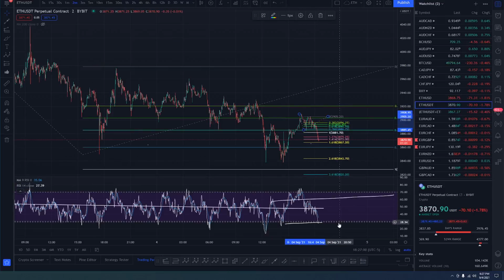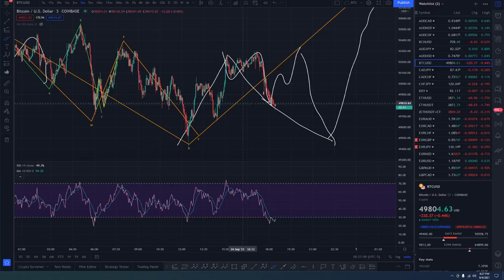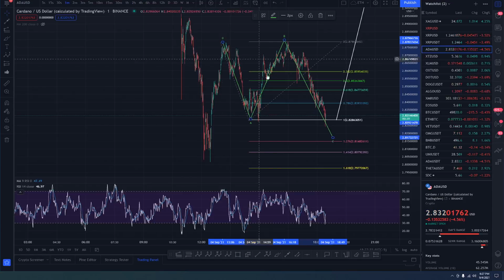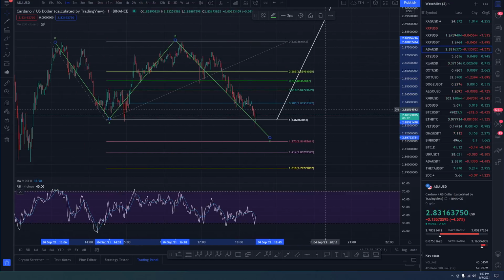Hidden bull. BTC is just kind of holding its place here as it's flat. And come on, give me a big old pop out of here. Looks good. I mean, the counts look good.